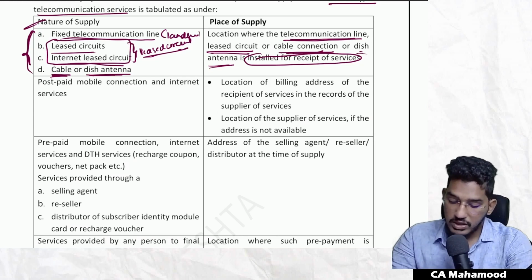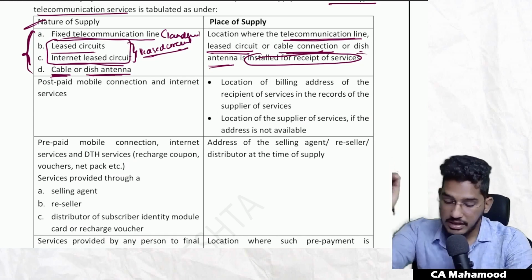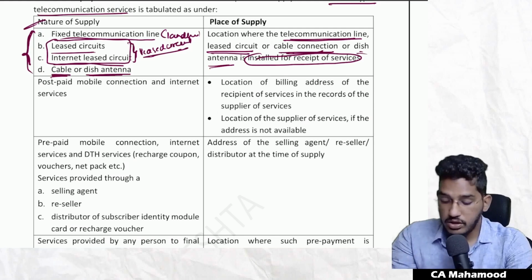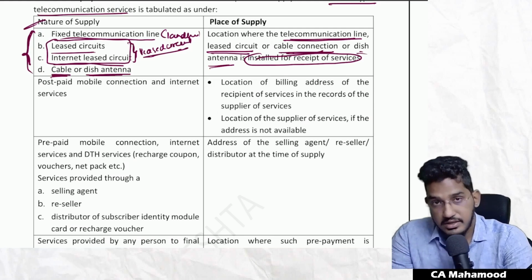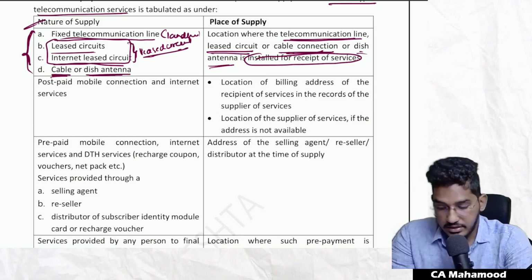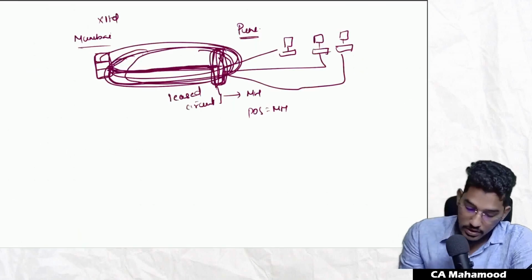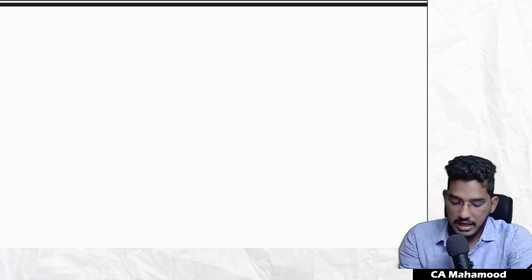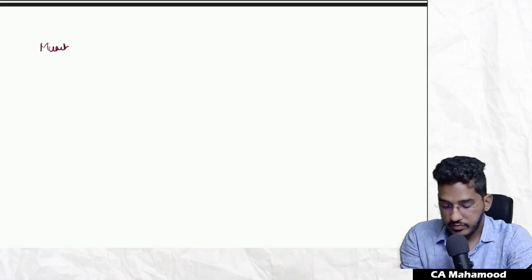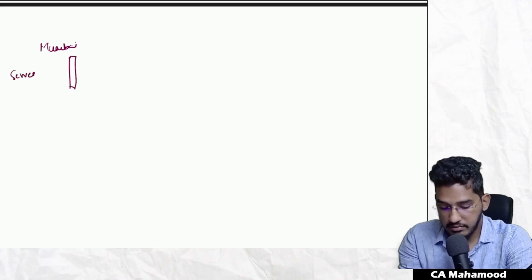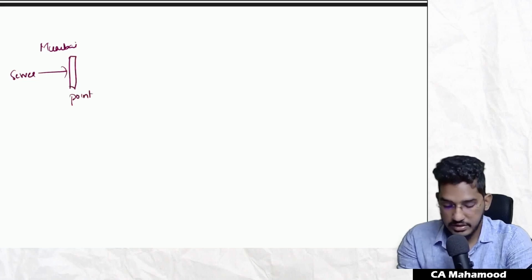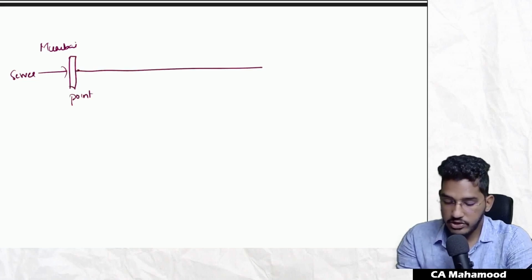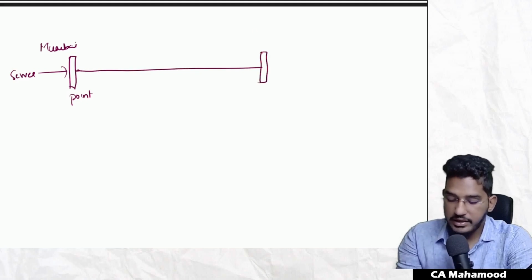See, when it comes to leased circuit, sometimes the leased circuit will be running between multiple states, not just in one state. Then how to determine place of supply? Sir, what are they trying to say here? Assume that the head office is in Mumbai. Now here there is a server. From this server, there will be one point where this circuit will start. Now from this point, the circuit is going, and there is another point at Delhi.